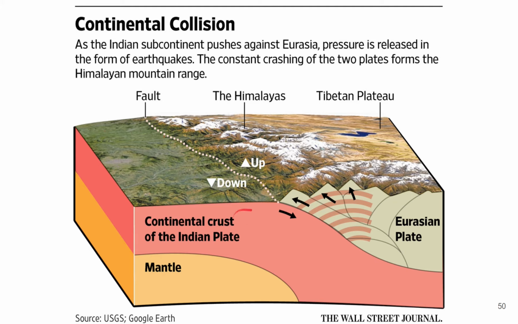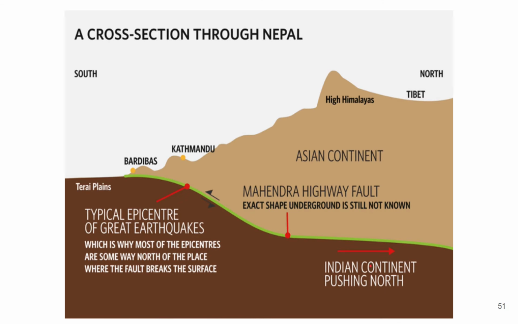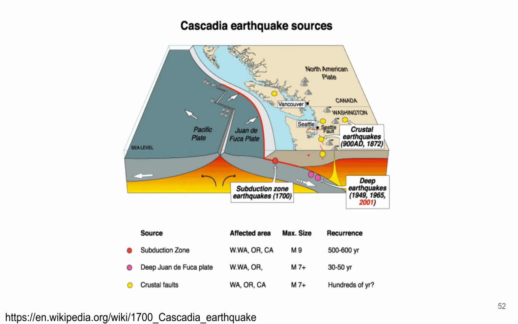So there's one diagram showing the situation that created the Nepal earthquake. Another example of the tectonic situation where the Himalayas is actually getting lifted up as India keeps pushing its way into Asia. Cascadia. In our own Pacific Northwest, there have been a series of massive earthquakes, maximum size magnitude 9 in the subduction zone.